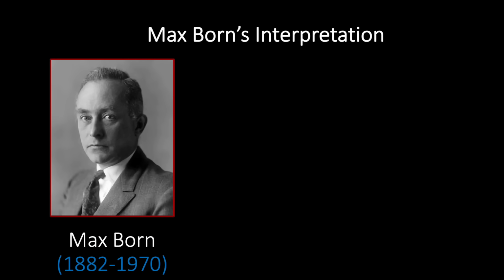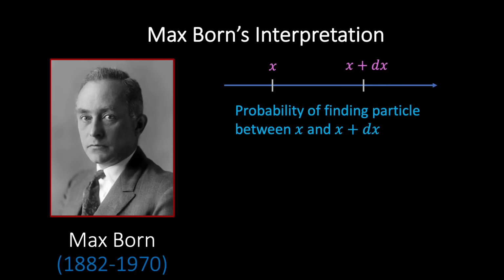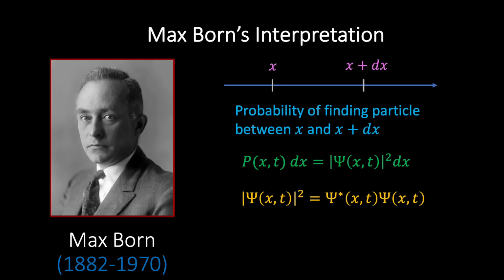In 1926, the physicist Max Born suggested that the modulus squared of the wave function represents the probability of finding a particle at a particular location in space. In other words, if at some instant in time t, a measurement is made to locate the particle associated with the wave function psi, then the probability that the particle will be found at a coordinate between x and x plus dx is given by the following green expression, where, as we've just seen, the modulus squared of the wave function is calculated by multiplying the wave function by its complex conjugate.